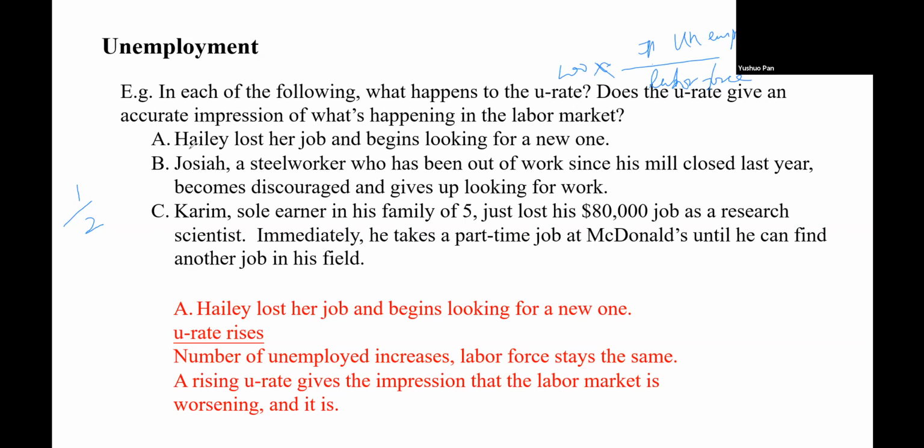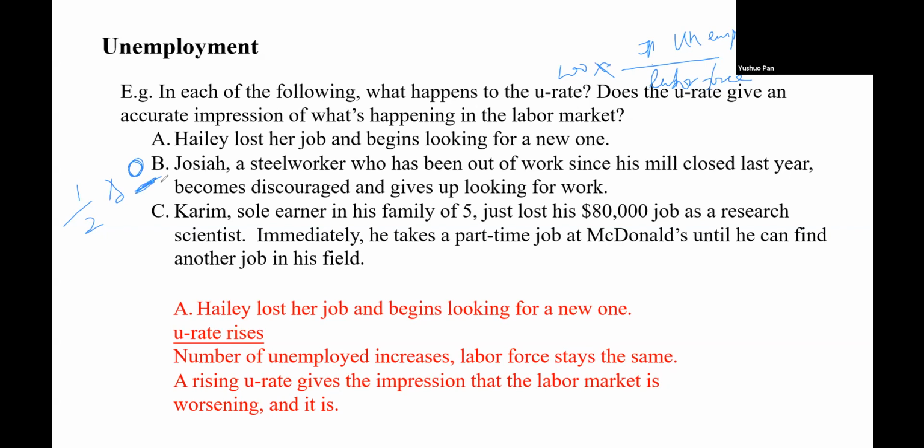So for the first question A, Haley lost her job, which means at the beginning only 2 people and 1 has a job. That's Haley. Haley was employed before. But at this moment, Haley is looking for a job. She is not employed anymore. The employment decreased from 1 to 0, because Haley was employed before, that was 1, but at this moment she lost her job.